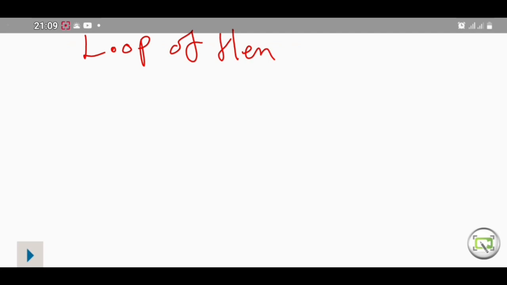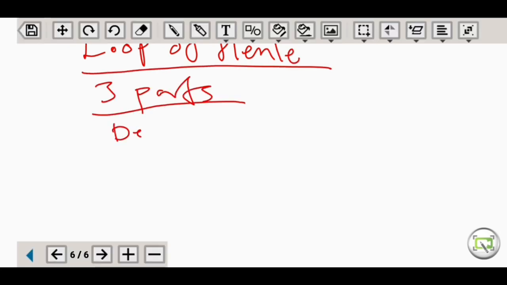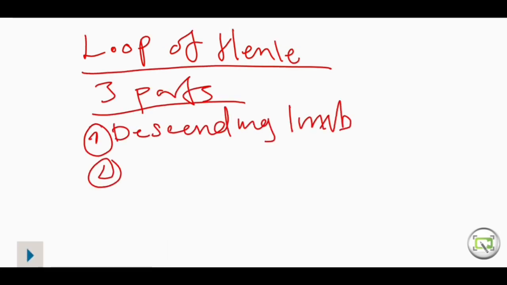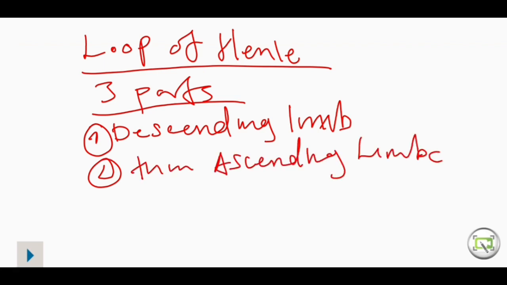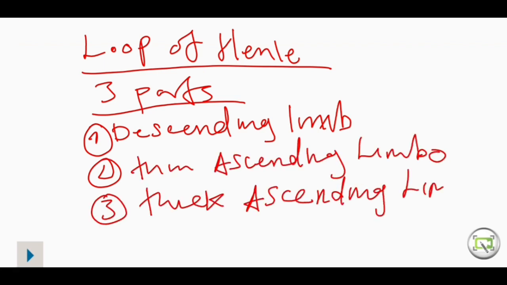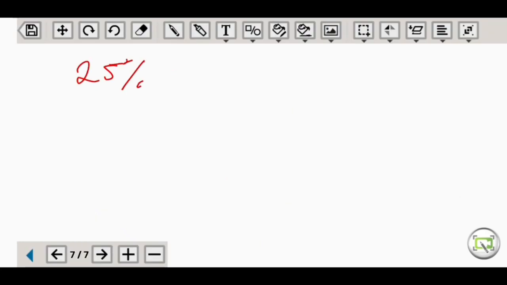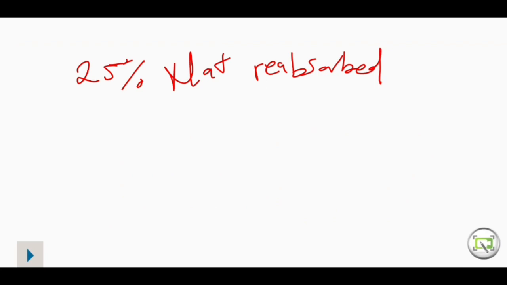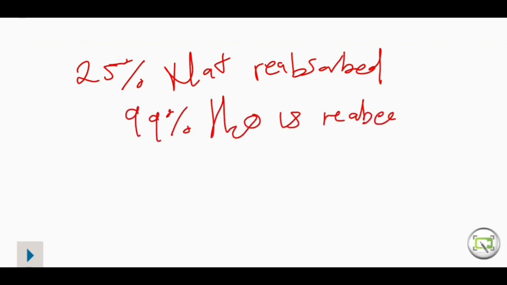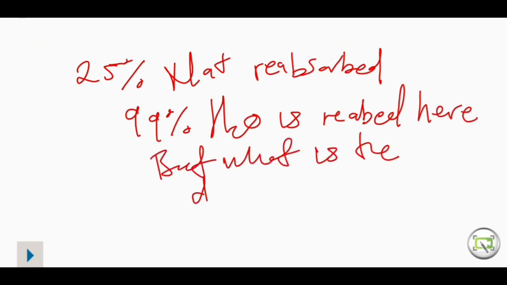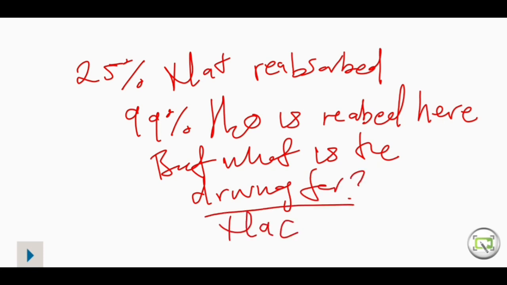The next one is the loop of Henle, which is divided into three segments. We have the descending limb, the thin ascending limb, and the thick ascending limb of the loop of Henle. In the descending limb, only 25% of sodium is reabsorbed. About 99% of water is reabsorbed. But now the question, how is it done? This is what we are going to consider in video 3 of this series of renal physiology.